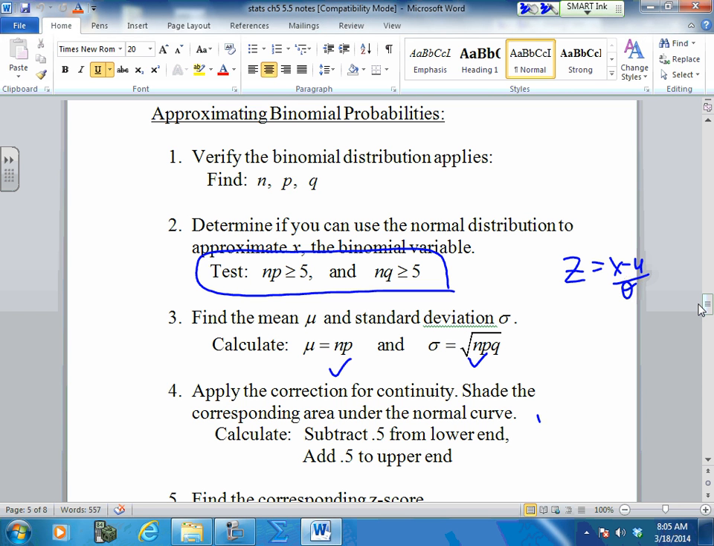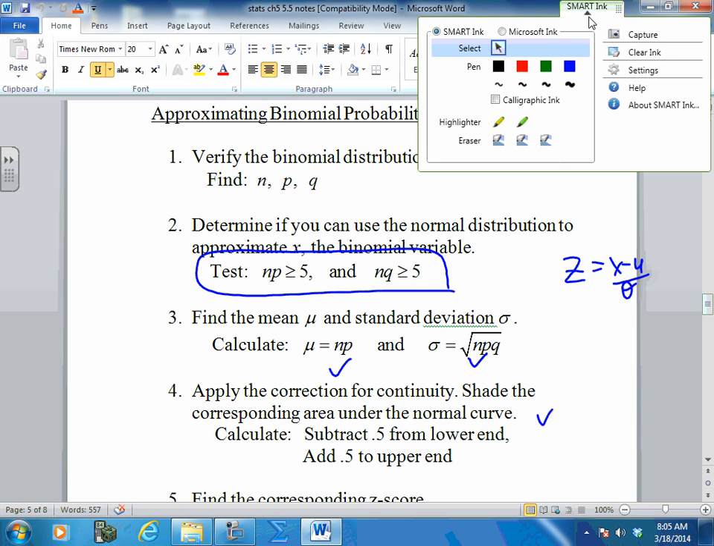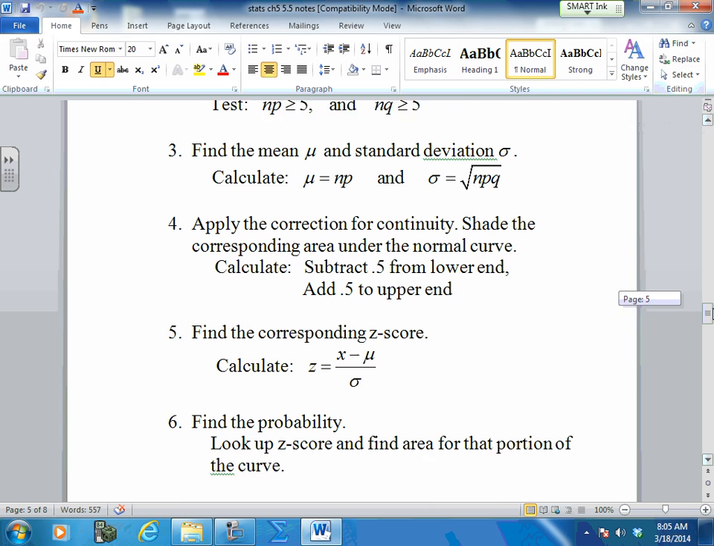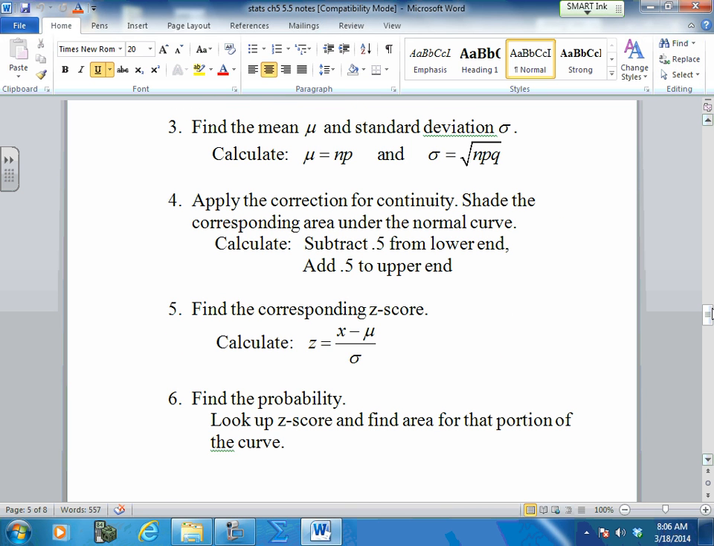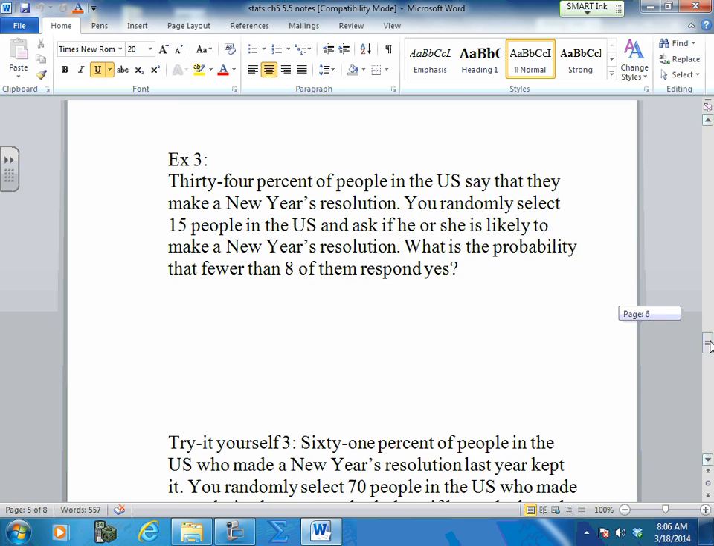We apply your correction for continuity to your probability statement. Whatever the x is, less than, greater than, or equal to, we apply it to your probability statement, and then we use your z-score formula using your corrected x value. And the rest is the same. We look up on your table to find your z-score, and we see if it's left or right of it. So let's give this a try.